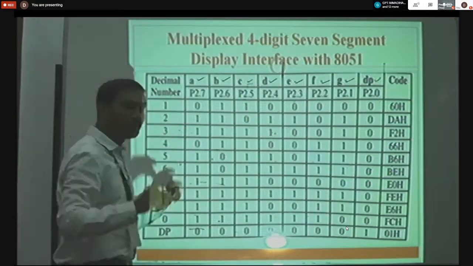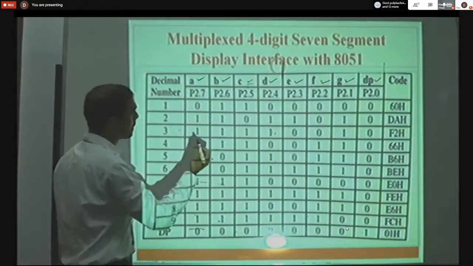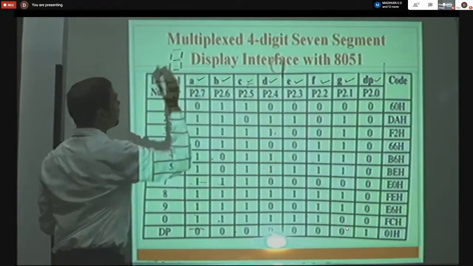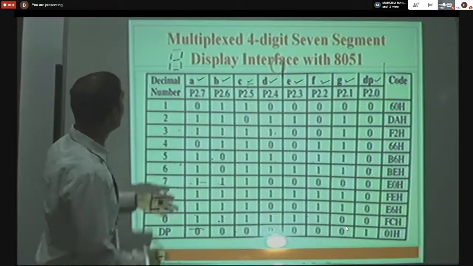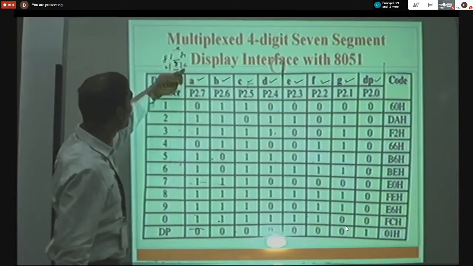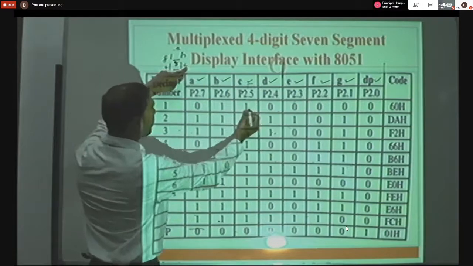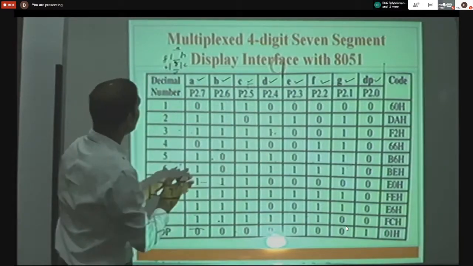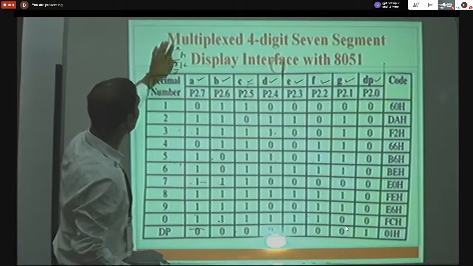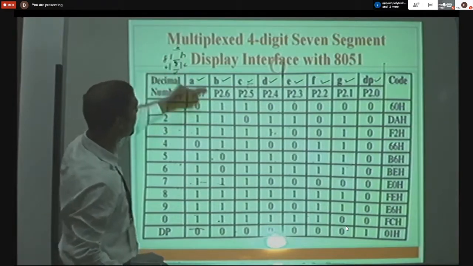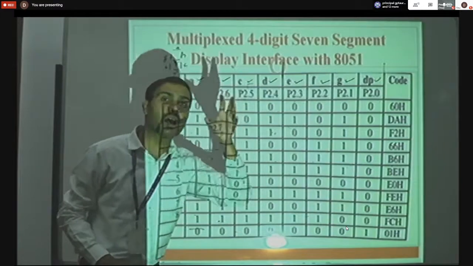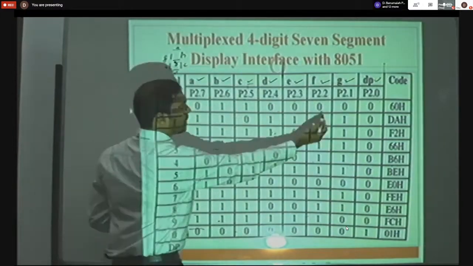For the decimal number, some imagination is required. You should consider the standard display format of the 7-segment. If you want 1, only B and C are enough to display 1. So B and C should be 1 and the remaining should be 0. Where B and C are 1, those LEDs are on, and the remaining are off.